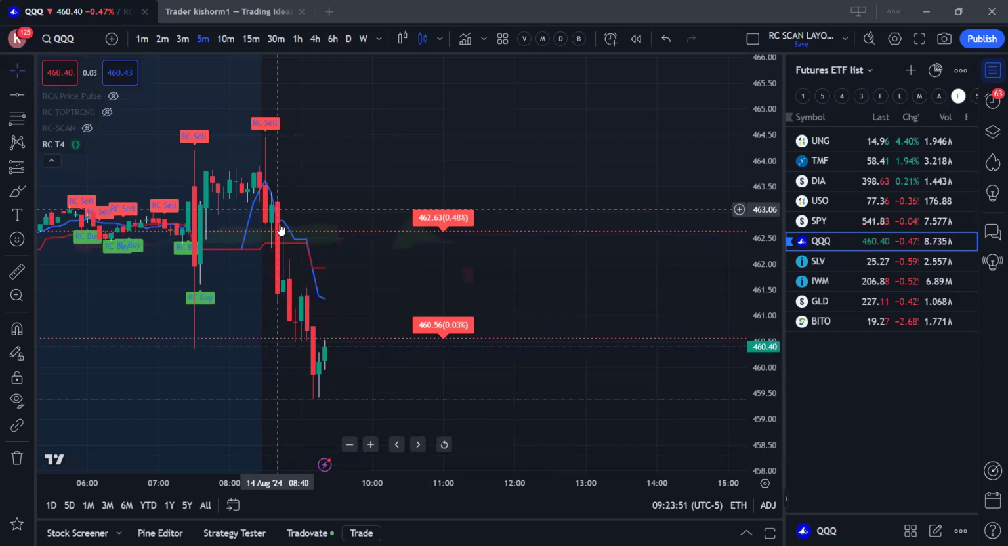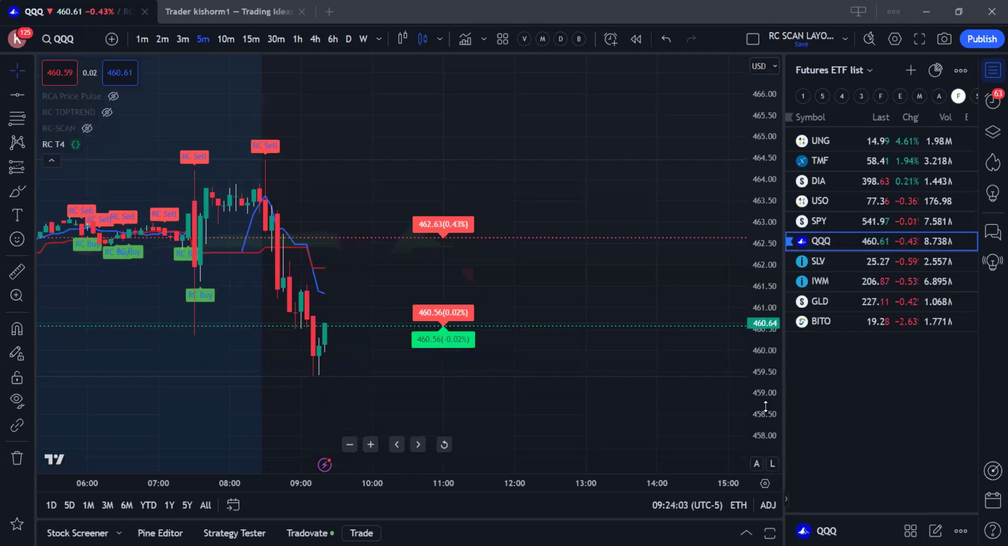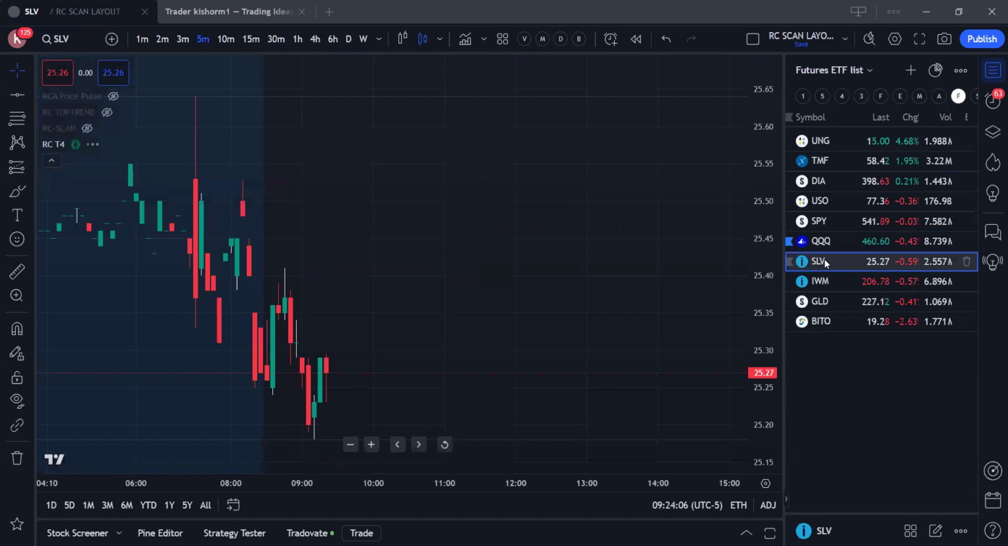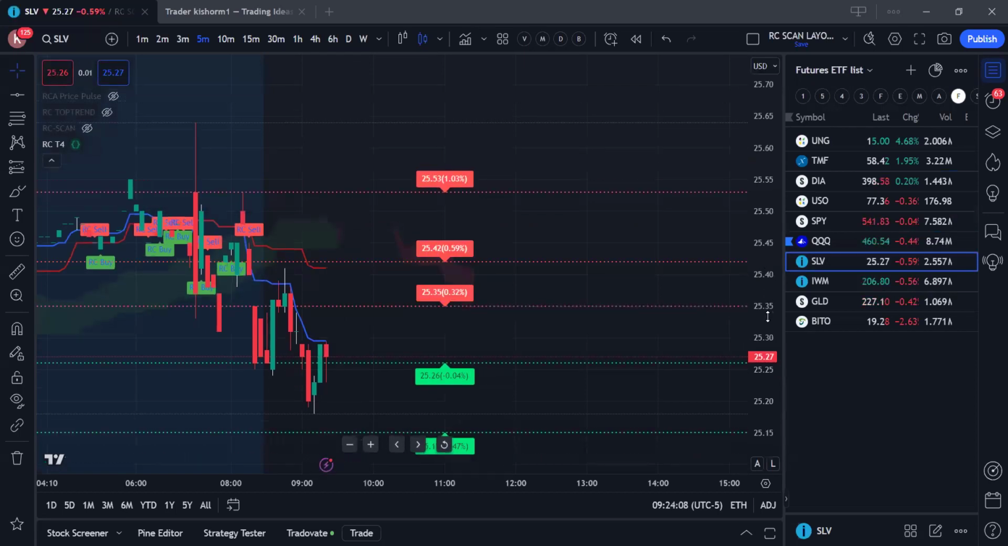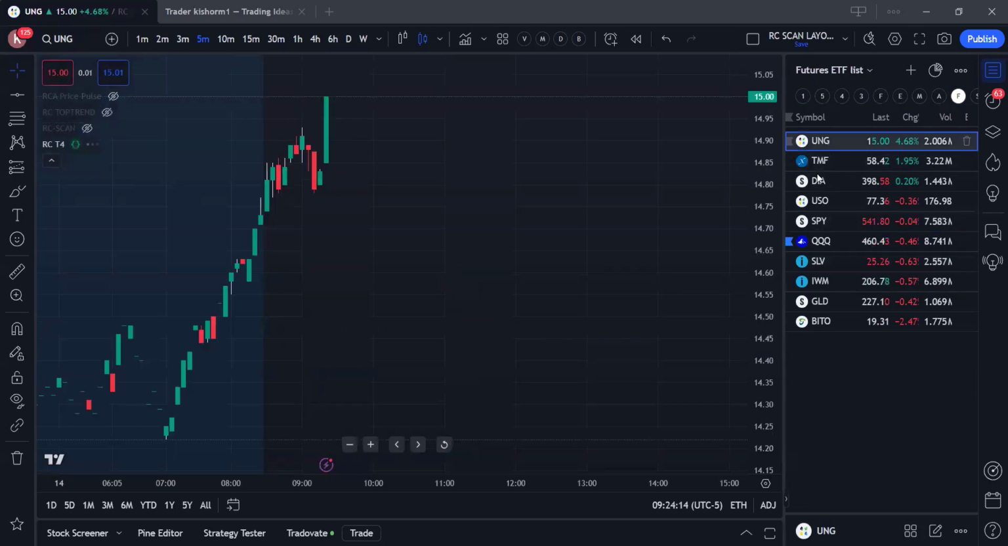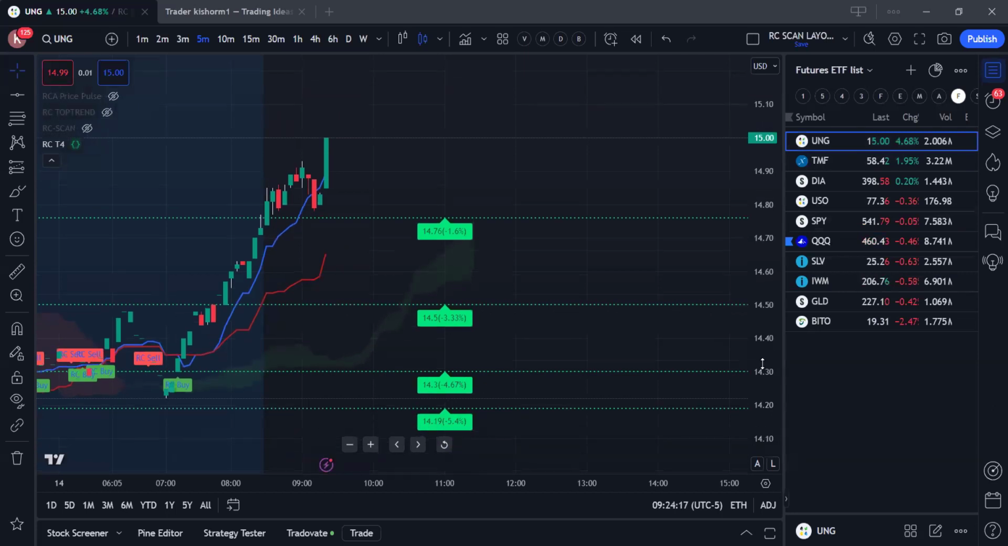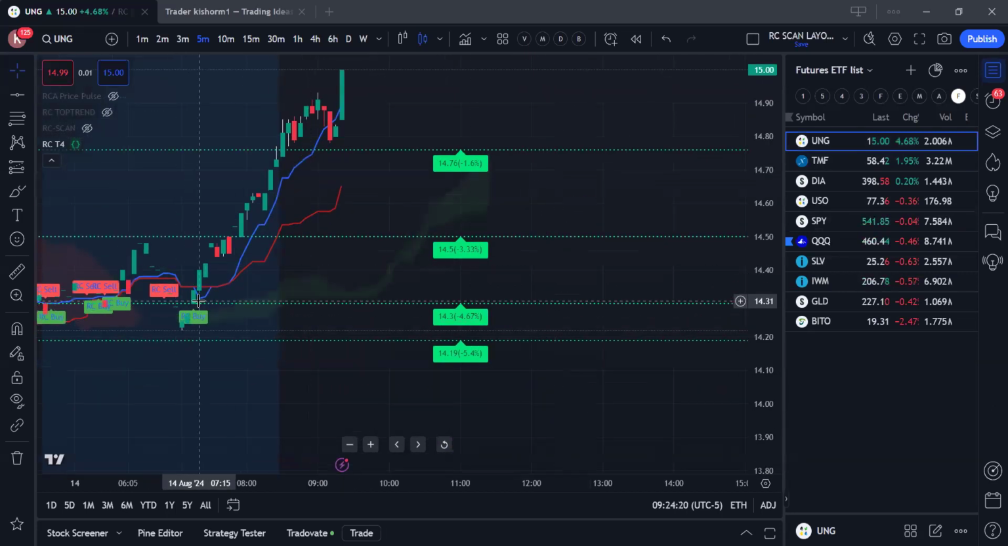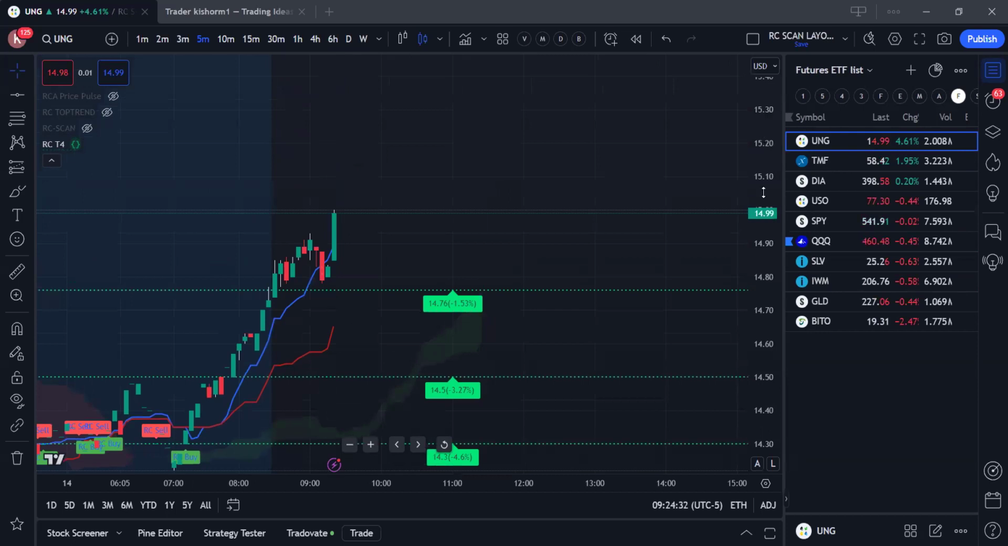Now your QQQ is completely below the cloud. Generally, when you get a buy signal above the cloud, that is a good opportunity. You got a buy signal above the cloud. The support is done. Target 1, target 2. We also get the target 3.